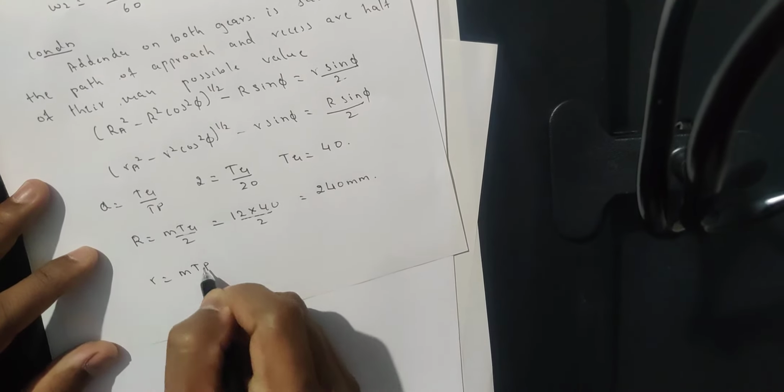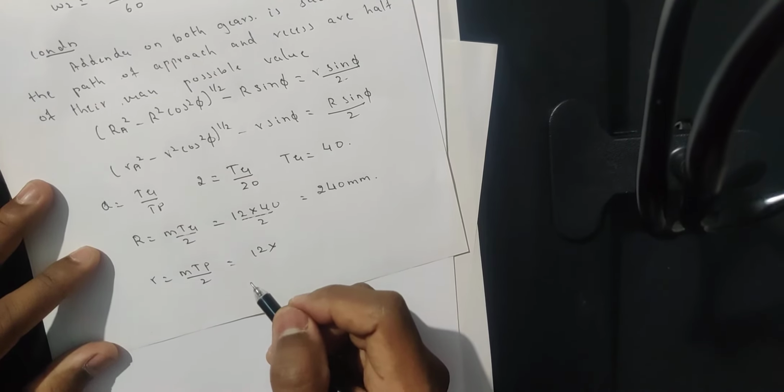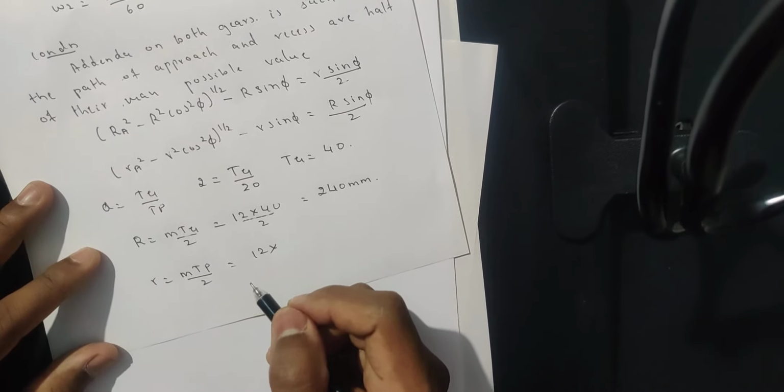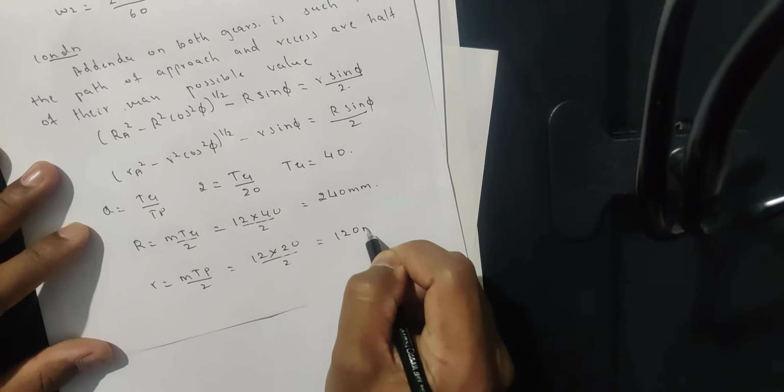Similarly you can find it out for the pinion, which will be smaller. That will be m into Tp divided by 2, which is 12 into Tp, where Tp is 20, so 20 divided by 2, giving 120 mm.